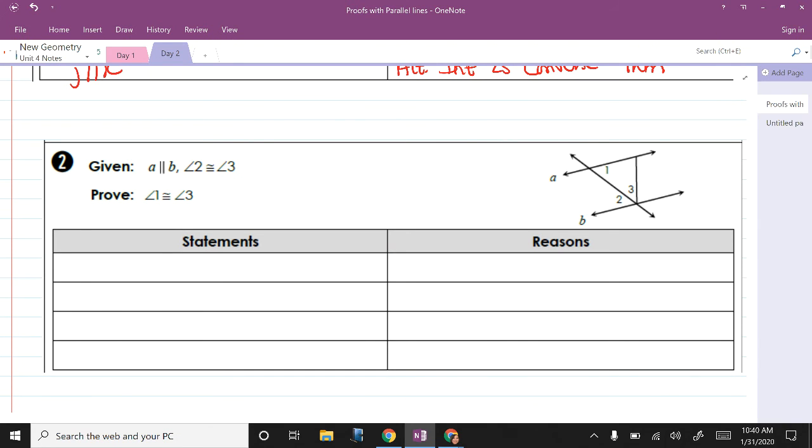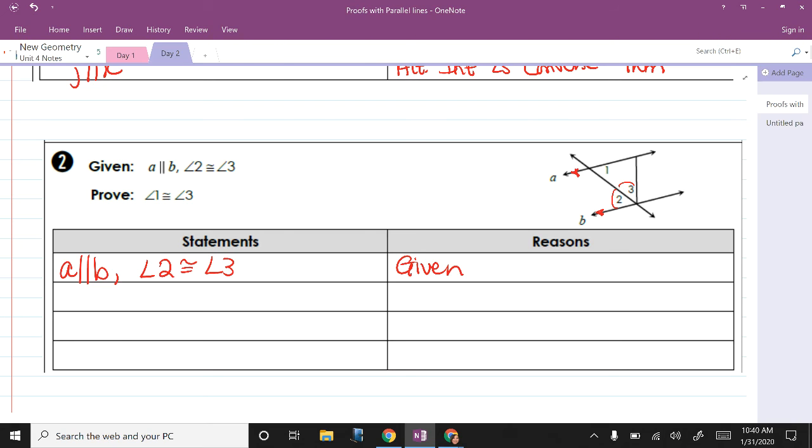All right, so look at it. I got A parallel to B, so I'm going to go ahead and label that on my picture. Draw the little marks. A is parallel to B, and angle 2 and angle 3 are congruent. So those are my givens, right? When they give me a choice like this, I like to put all my givens on the first row. Some people like to split the givens. I like to have all my givens together.